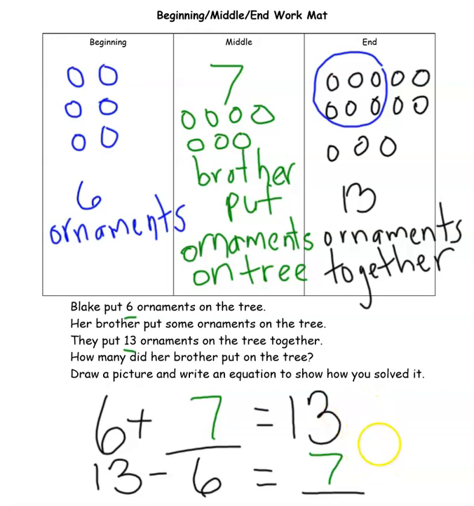So does that make sense that the brother put on 7? Blake put on 6? And so together they had 13 on the tree. So how would that look in a number bond?